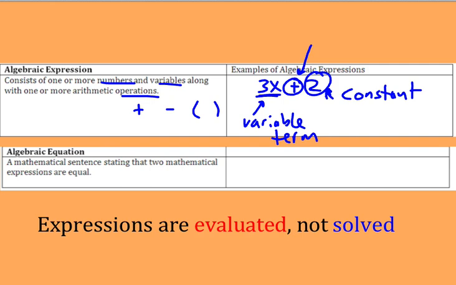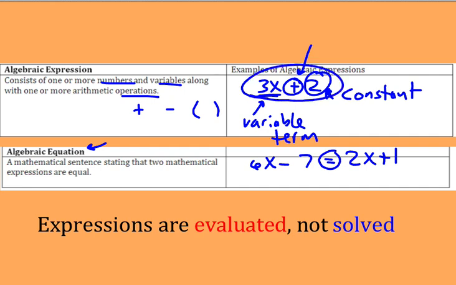Next thing here, algebraic equation. A mathematical sentence stating that two mathematical expressions are equal. Something like 6x minus 7, which is an algebraic expression, equals 2x plus 1. Now 2x plus 1 is another algebraic expression. What makes this an algebraic equation is the equal sign. Here, we're probably going to evaluate this expression or simplify it. With equations, we generally solve for x. Expressions are evaluated, not solved. Equations are solved.